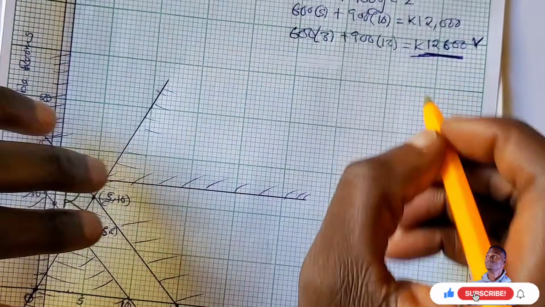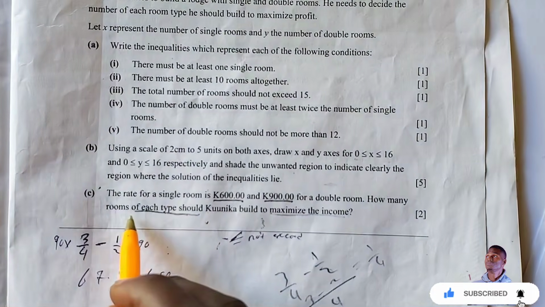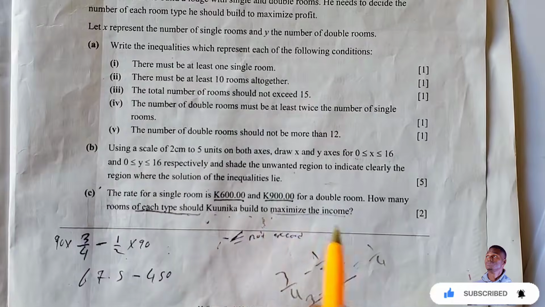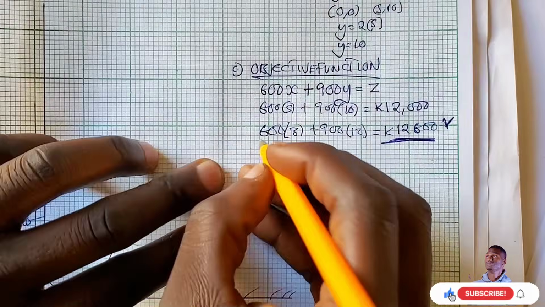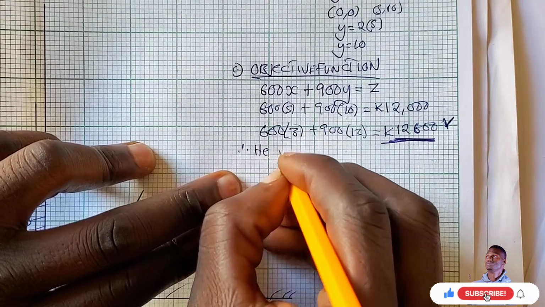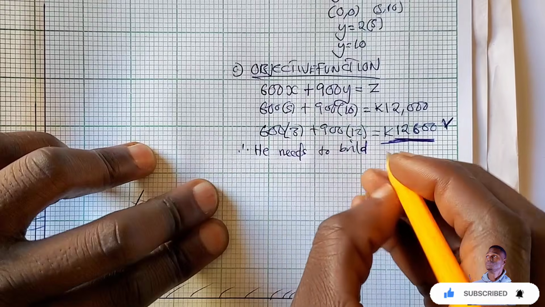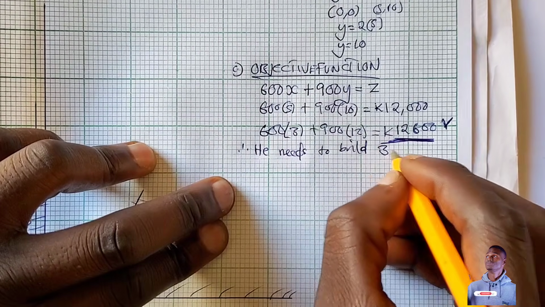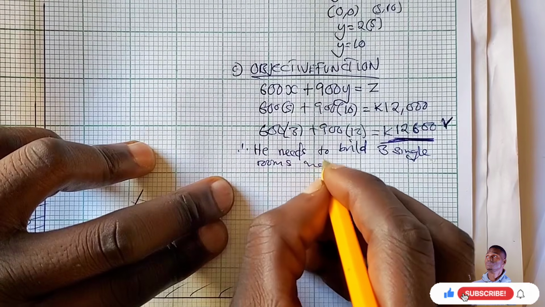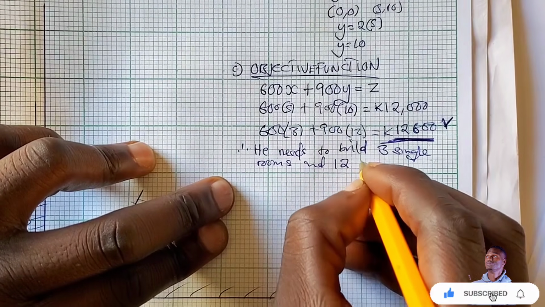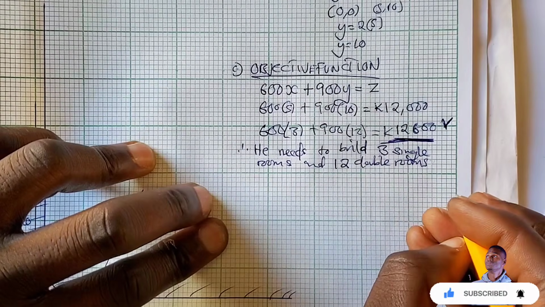Now, they're not asking that, they're saying how many rooms of each type should Kuunika build to maximize income. So for Kuunika to maximize income, we're going to say, therefore, he needs to build three single rooms and 12 double rooms. Okay? That's all.